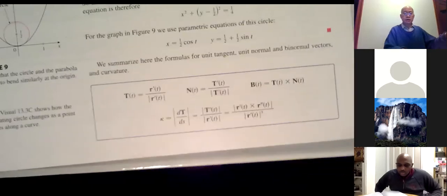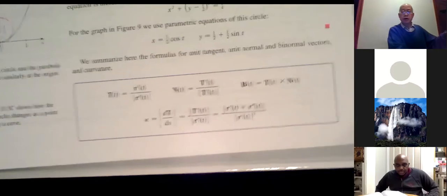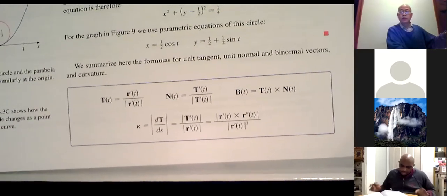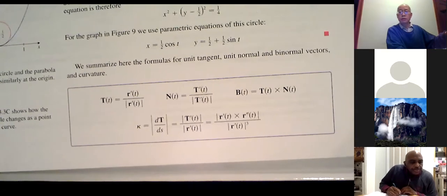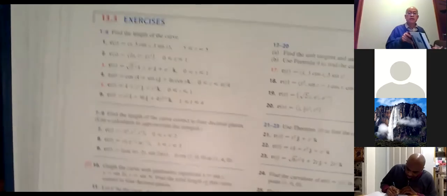But you're not going to do any problems involving this. You'll be doing that and that: magnitude of T prime divided by magnitude of r prime, and norm of r prime cross r double prime divided by norm of r prime cubed. And finally, we're ready to do problems. So we'll break, and then we'll do some of these after the break.